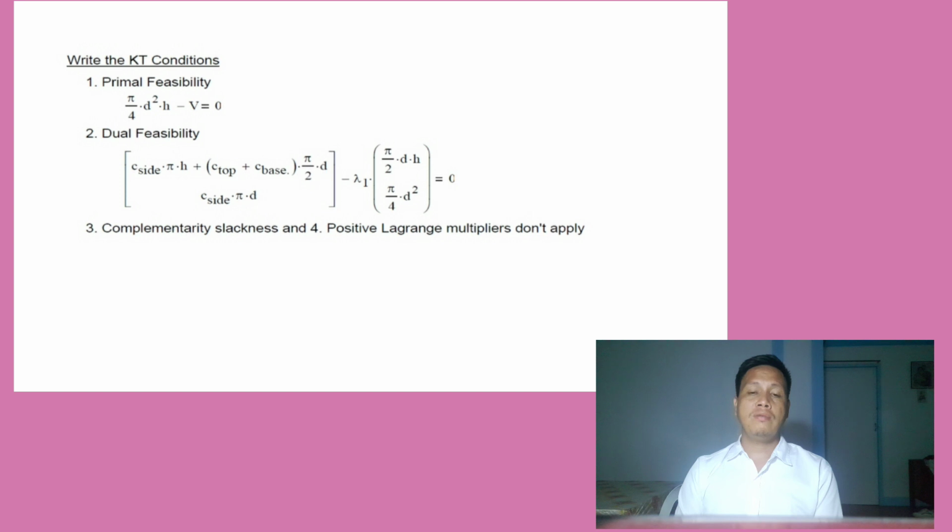So it follows the Lagrange multipliers. Complementary slackness does not apply, so there is no need to apply complementary slackness for this kind of problem. And for positive Lagrange multipliers, lambda 1 must be greater than or equal to 0.